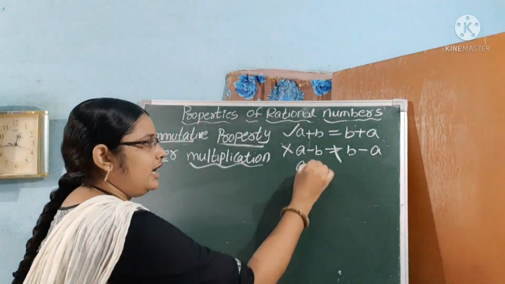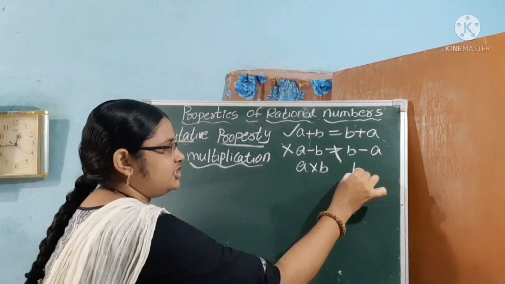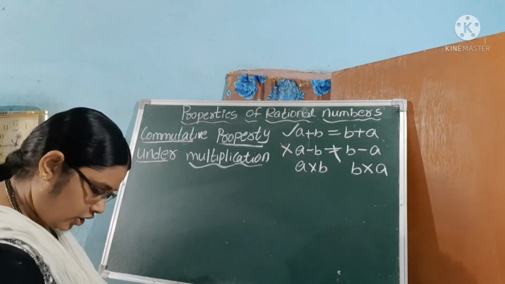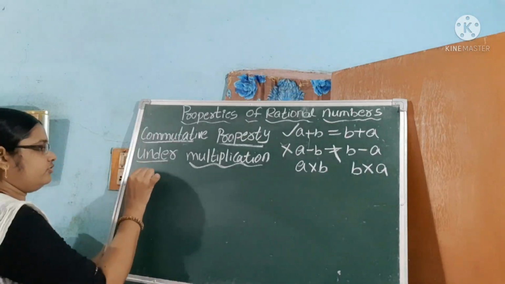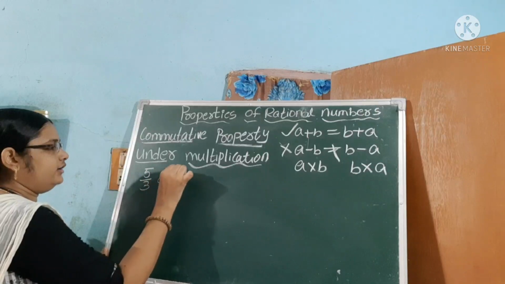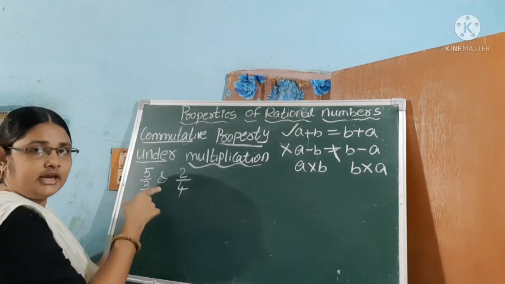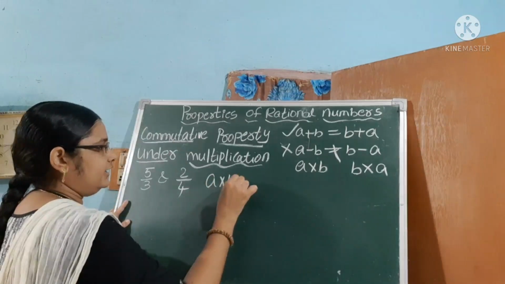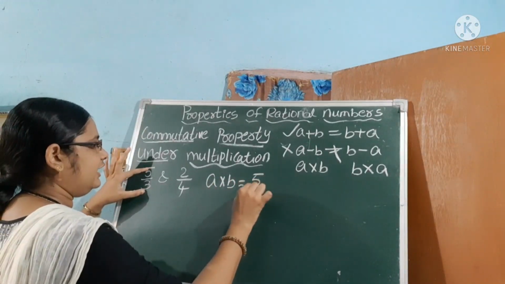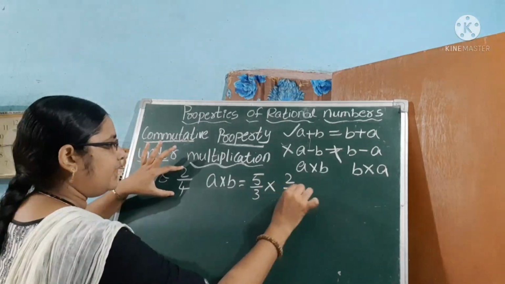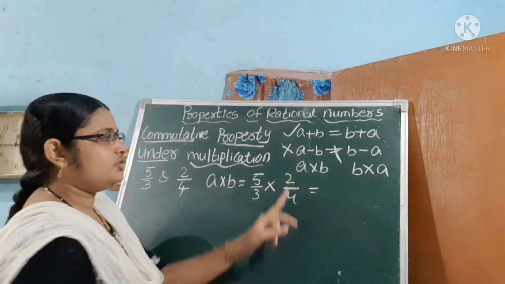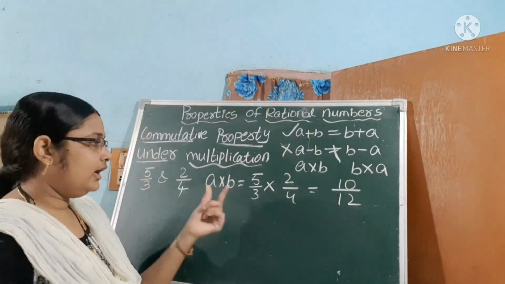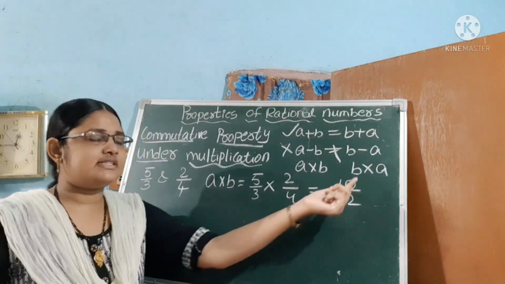That means A into B, change the order, B into A. Let us check. Take any two rational numbers, 5 by 3 and 2 by 4. First the LHS part, A into B. That means 5 by 3 into 2 by 4. What's the value? 5 2s are 10, 3 4s are 12. The LHS value is 10 by 12.